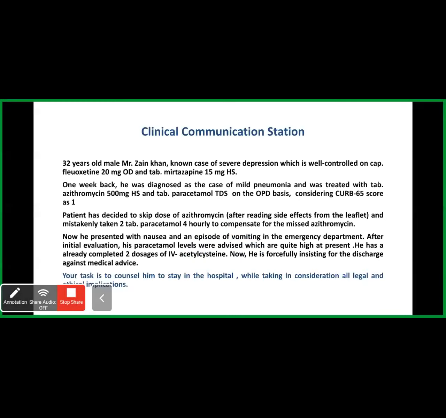So this scenario is quite a tricky one, and the candidate has a good knowledge about multiple things, and this is exactly what is required from you people. This scenario, let me open up this for you again. This scenario is that this patient is a known case of severe depression and is well controlled.